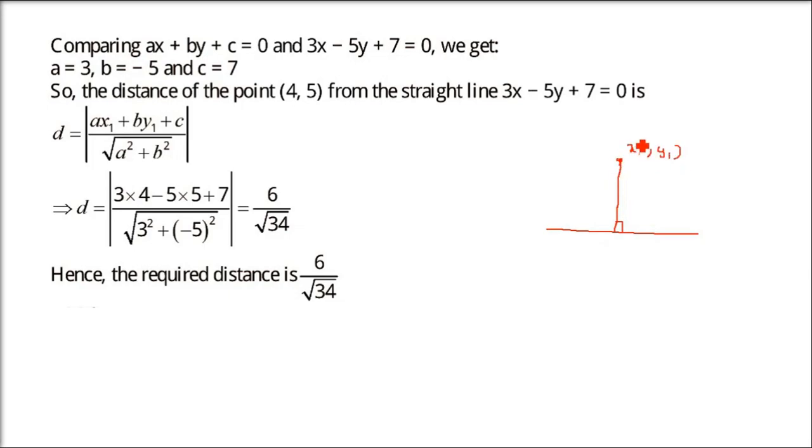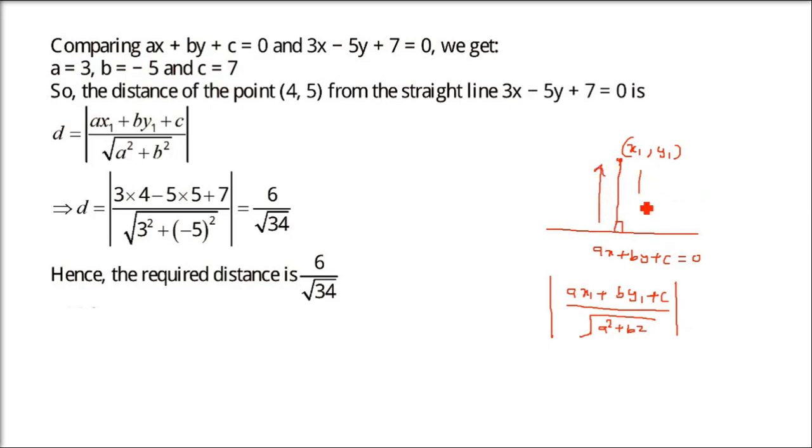Now if the point is (x1, y1) and the equation of the line is ax plus by plus c equals 0, then x1, y1 has to be put in place of x and y. The distance becomes |ax1 plus by1 plus c| divided by the square root of a square plus b square, where we take the coefficients of x and y, square them, add them and take the root. This is always in mod because the distance cannot be negative. The point could be on either side of the line, which is why we get both minus and positive, so we always take positive unless otherwise specified.